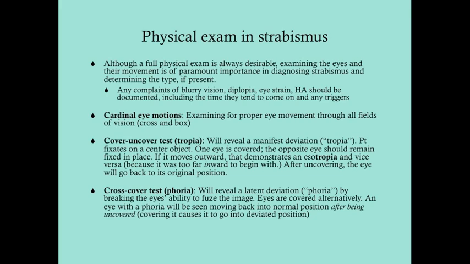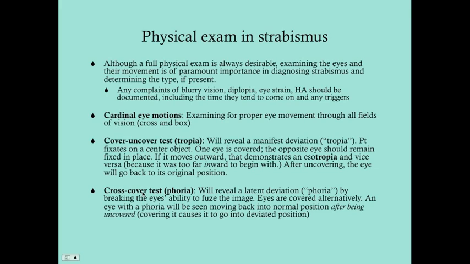If it's moving in towards the midline, then the eye was too far out to begin with, and it's moving inward to an appropriate position. So that's an exotropia. And after you uncover the opposite eye, that other eye will go into its original esotropic or exotropic position. So that's a manifest deviation. This is the cover-uncover test, and that will tell you if the patient has a tropia or not. Patient may not have a tropia. They may have a phoria. The phoria is diagnosed by the cross-cover test.